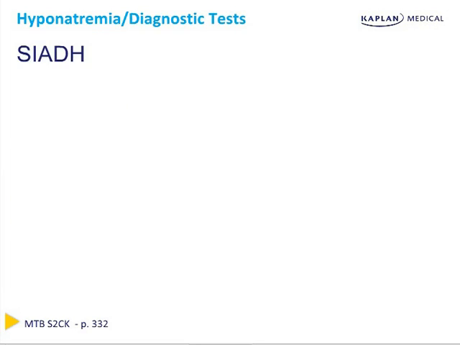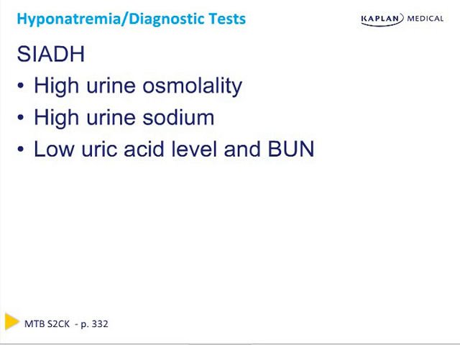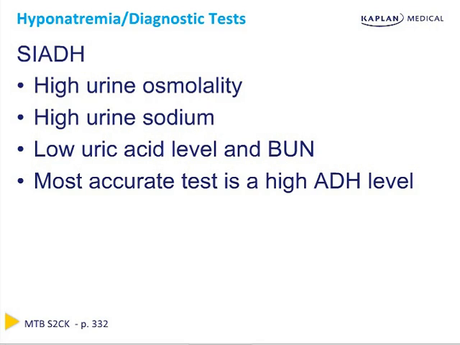It's important to recognize SIADH because the treatment of SIADH is very different from other causes of hyponatremia. In the setting of SIADH, actually giving normal saline without a diuretic can worsen the sodium levels. You'll suspect SIADH if these things are described in the clinical vignette: a high urine osmolality, high urine sodium, low uric acid levels and BUN, and the most accurate test in detecting SIADH is to obtain an ADH level and to find that it's high.